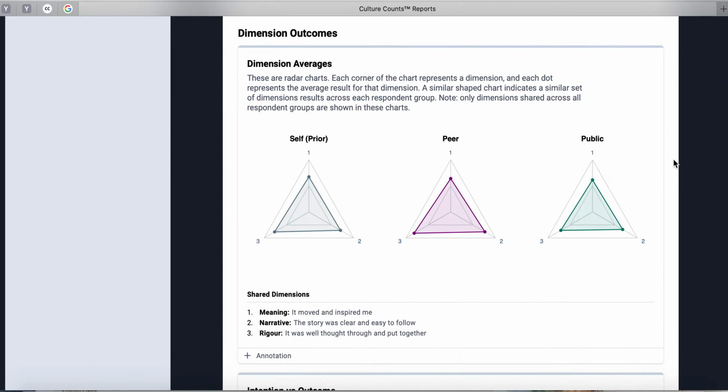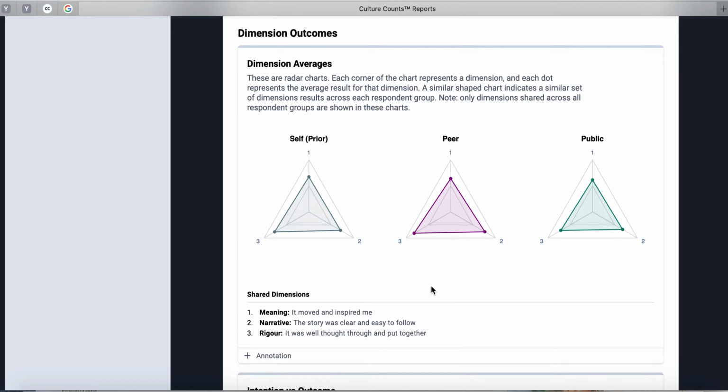So now we're going to look at some radar charts. If you have used the Impact and Insight Toolkit previously and you have created insights reports previously, you will be familiar with a radar chart. However, I will explain what a radar chart is for those of you that are less familiar.